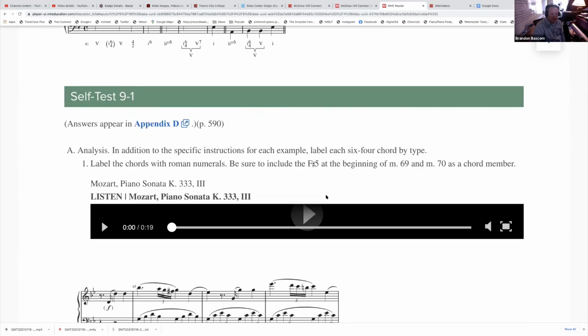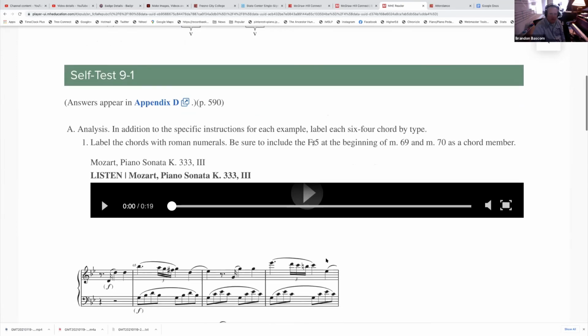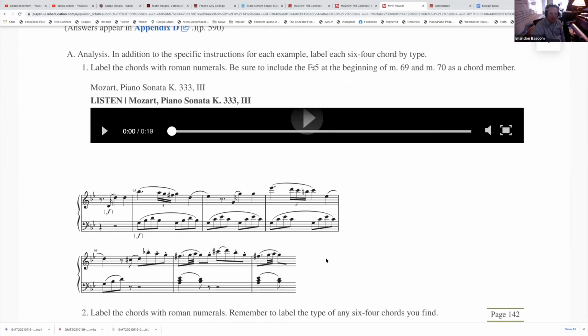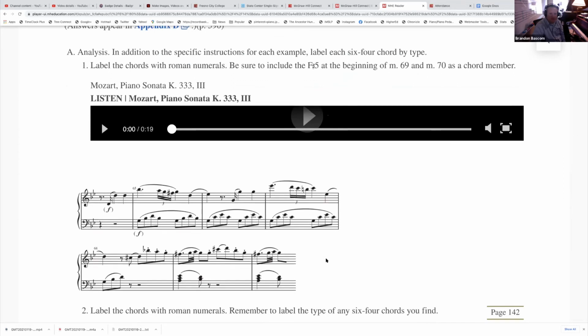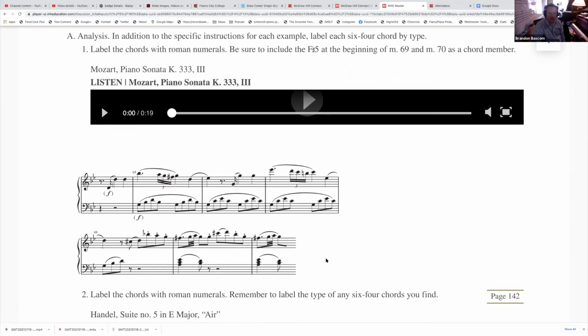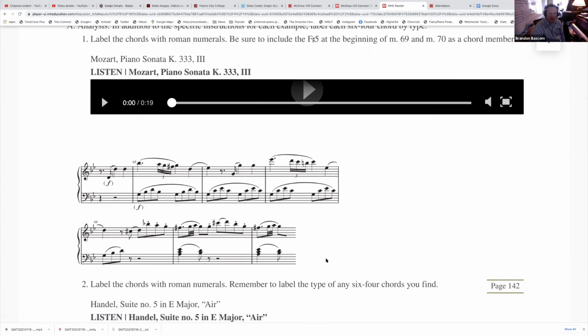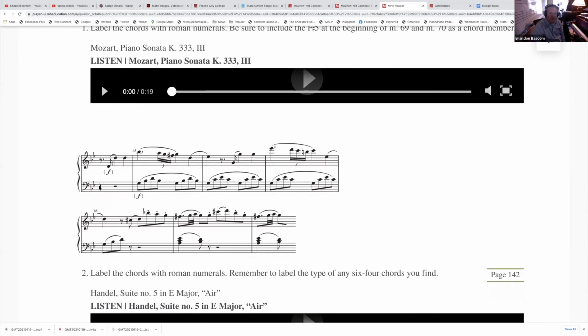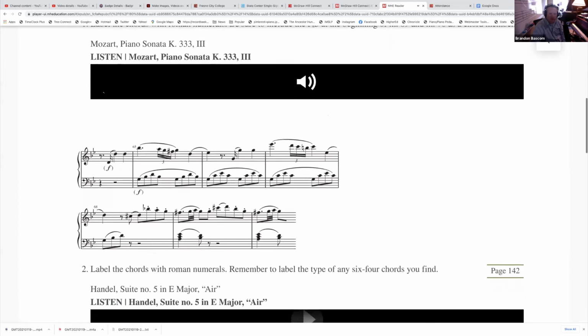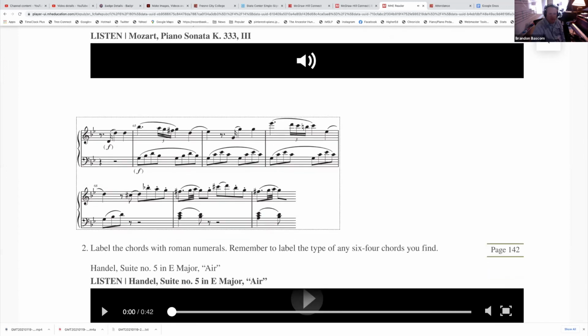Ooh, we're to a self-test. Are you ready? Analysis. In addition to the specific instructions for each example, label each 6/4 chord by type. Label the chords with Roman numerals. Be sure to include the F sharp 5 at the beginning of measure 69 and measure 70 as a chord member. K333, great movement. Here we go. Self-test 9-1-A-1.